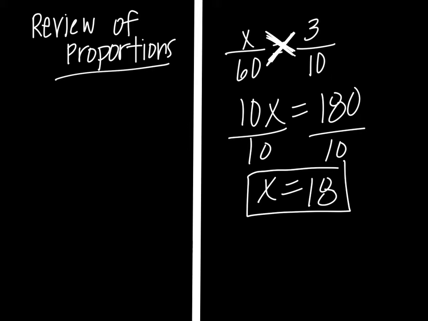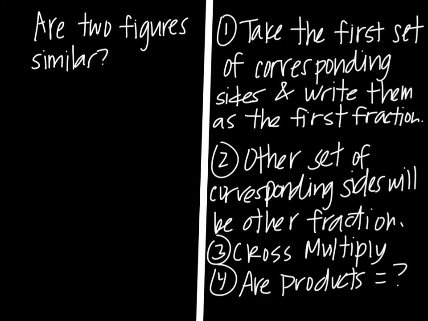So we'll be using these proportions to help us solve similar figures. So we're going to start by determining if two figures are similar. So here are the steps. Number one, you take the first set of corresponding sides and write them as the first fraction of the proportion. Number two, the other set of corresponding sides will be the other fraction. Then we cross multiply, and you want to see if your products are equal.